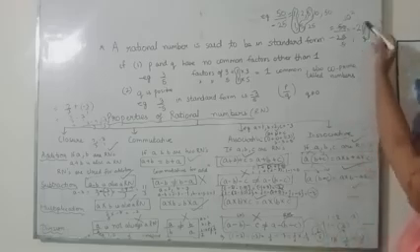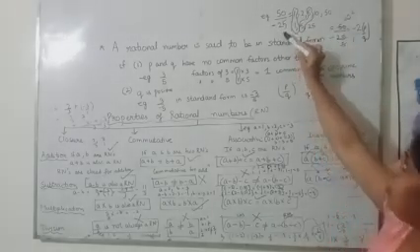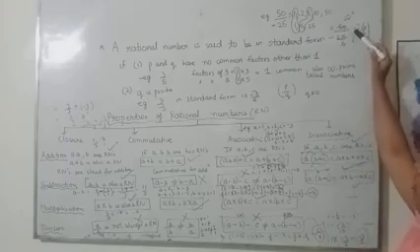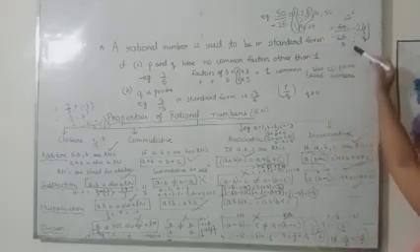So now this number 50 upon minus 25, we have converted it into the standard form, which is minus 2 upon 1. Both are rational numbers, but this is the standard one. This is the standard form of the rational number.